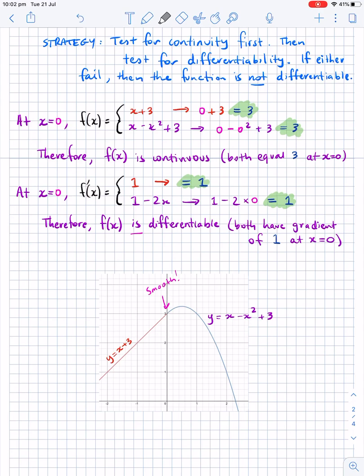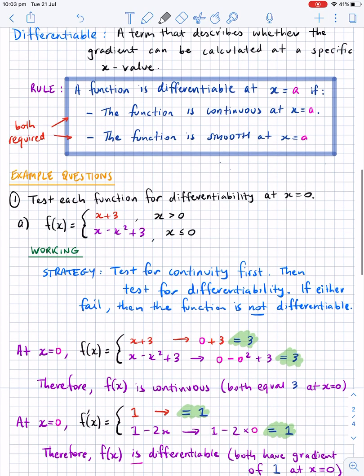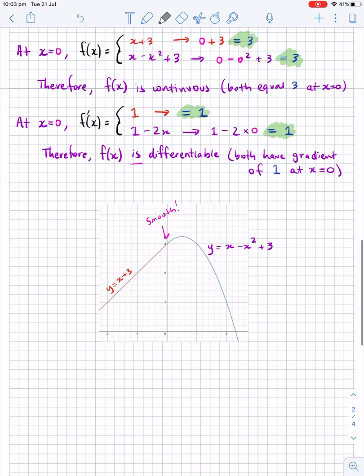So we can see that this function has always got a gradient of 1, and at this point right here, for the parabola, the gradient is also 1. That means we're making a nice smooth transition from this function to this function. It doesn't look jagged here because the gradients on either side of this point at 3 are the same, just 1. So therefore we consider it to be smooth because of these equal gradients. Therefore f of x is differentiable because it satisfies that it's continuous and it satisfies that it's smooth. Hope this helps with the questions. Good luck.